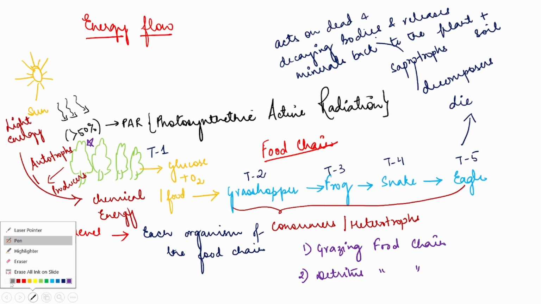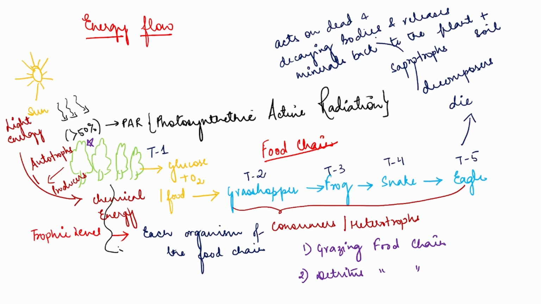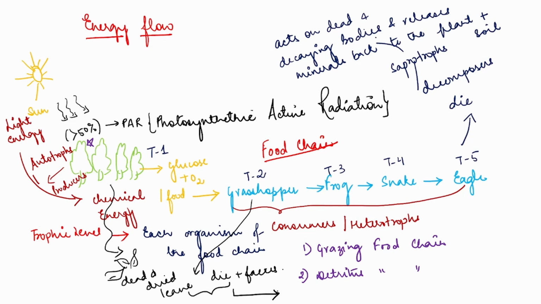You see these organisms, the green plants, the dead and dried leaves. This grasshopper also will die, plus their feces. So what happens to this? All the dead bodies, all the dried leaves, all the excretory materials of the organisms, who will act on that? They will be acted upon by decomposers, right? And that food chain we call the detritus food chain. That means the chain which starts from dead and decaying organic matter, dead and dry, we call it detritus.